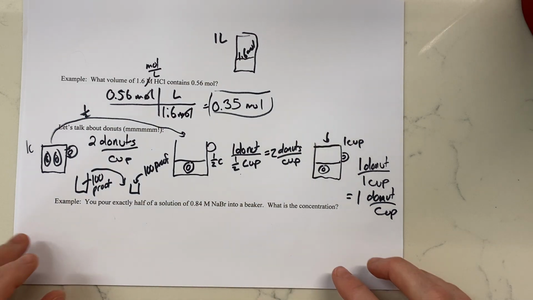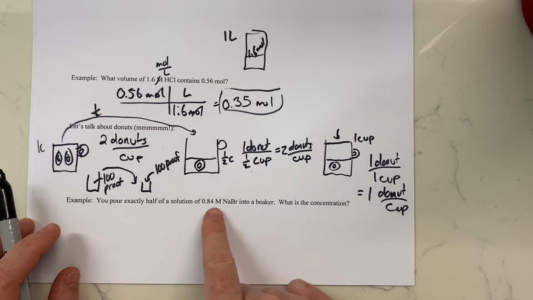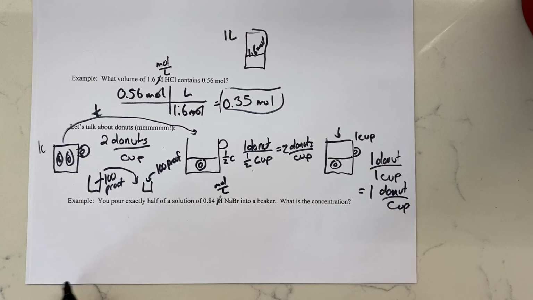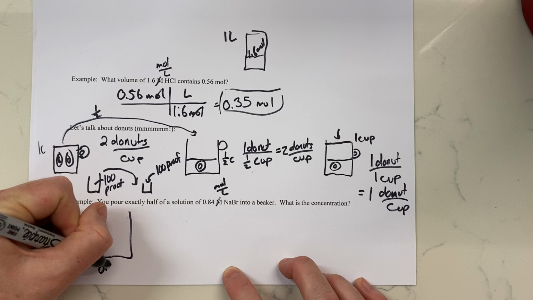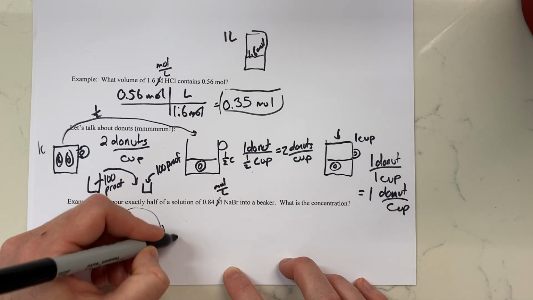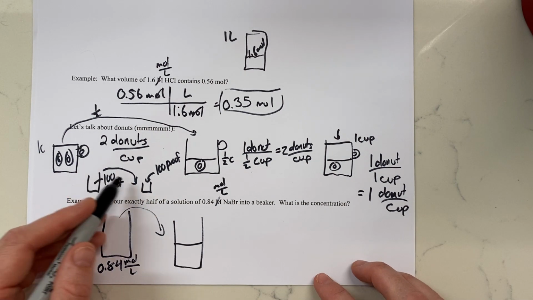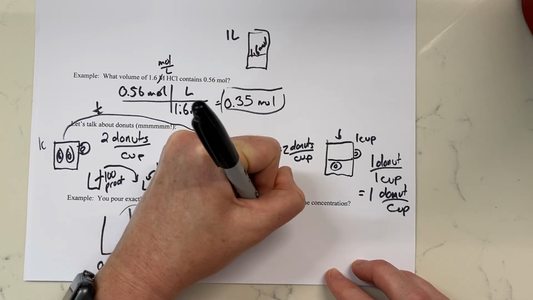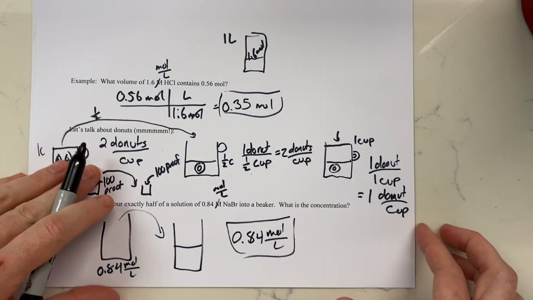Okay, so how this might show up on an exam. It says you pour exactly half of a solution of 0.84 mole per liter NaBr into a beaker. What is the concentration? Well, you've got 0.84 mole per liter. You don't know how much of this you had. You pour half of it into another container. And what is the concentration? Well, just like if we pour anything into another container, the concentration is still the same. The answer is 0.84 mole per liter. I guarantee you that question will show up on a test.